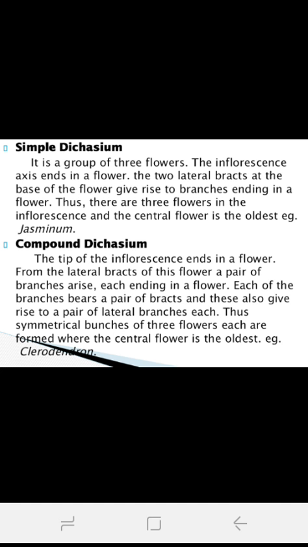Then compound dichasium means the tip ends in a flower. From the lateral bract a pair of branches arises, each ending in a flower. Each of the branches again produces a pair of bracts and again gives rise to lateral branches. Thus, symmetrical bunches of three flowers are formed. Example is Clerodendron. That is actually a compound dichasium, that is branched dichasium. So this is a common feature in the members of Clerodendron. That is actually a branched cyme having pedicellate flowers. In short, you can say branched cyme having pedicellate flowers.